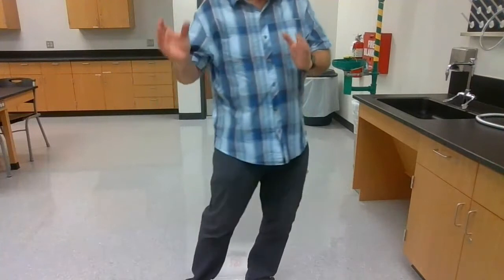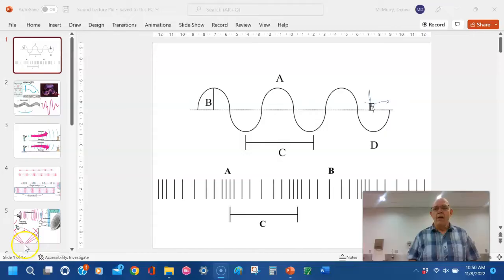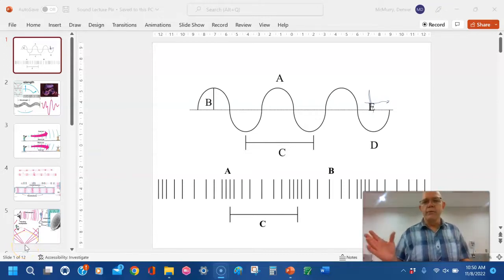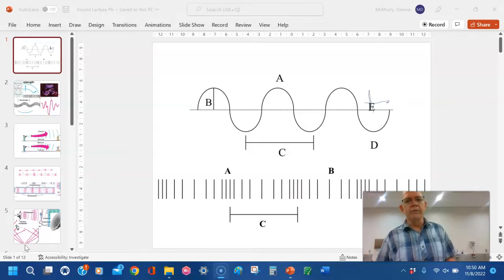But anyhow, that's basically it. They're going in the direction of the wave, and those are compressional. All right. Now, waves have certain parts, whether they're transverse or compressional. They're a little bit different, but some of it's almost exactly the same.